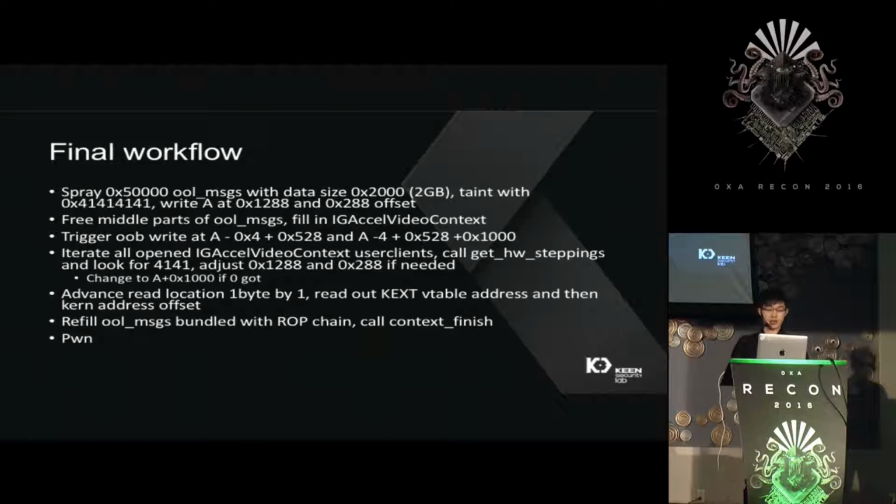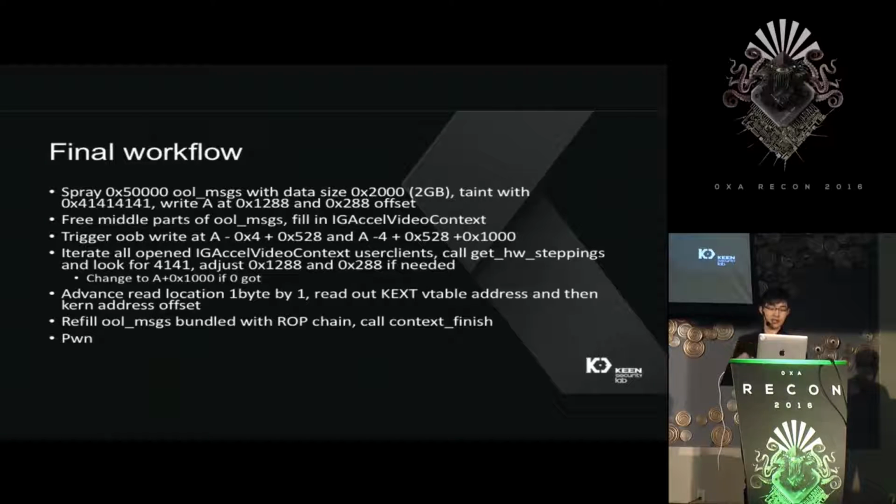And we iterate all the open user clients and call get hardware steppings to look for 4141. If we get a 4141, this IGXL video context is definitely the one that is corrupted. Corrupted means that it is located at address A, or at address A plus one page size. So we can use it to do further exploitation.